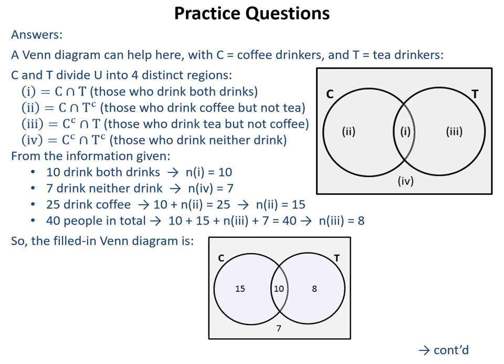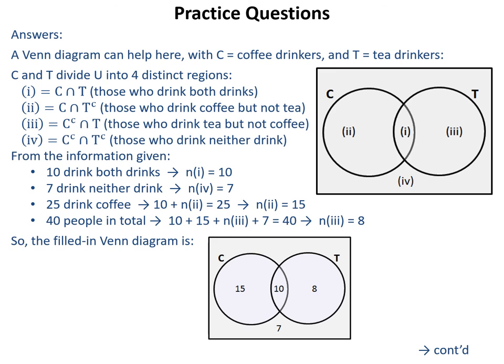And then the other one like that is that we're told that 7 drink neither drink, and that means that's the outside region. So we have 10 on the intersection of the two sets and 7 on the outside. And now we can go back to the other pieces of information given and start to deduce what the missing values are.